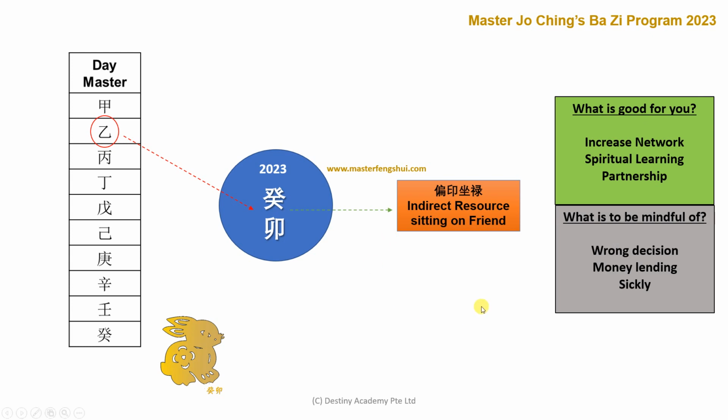Be mindful of making wrong decisions due to certain calculations, because indirect resource sometimes can lead to this type of problem. Be careful of money lending, and be careful of falling sick, lowering of immune system, because Pian Yin or indirect resource has another name called the medicine water. Sometimes they call it eating more medicine. Of course, you can also eat more vitamins and supplements to boost your immune system. So do take care of these few areas.